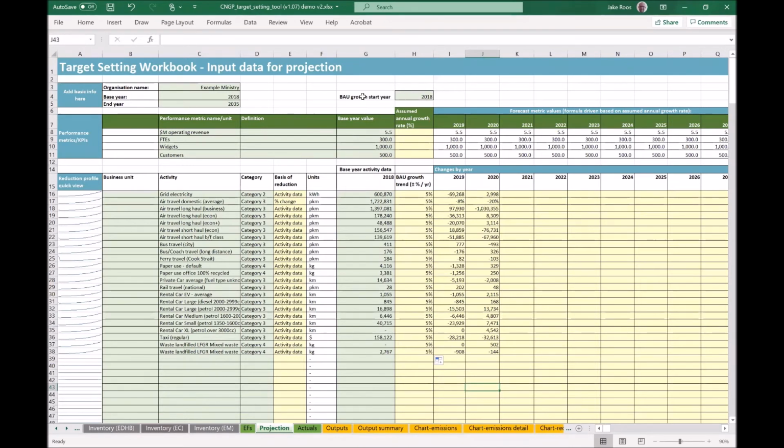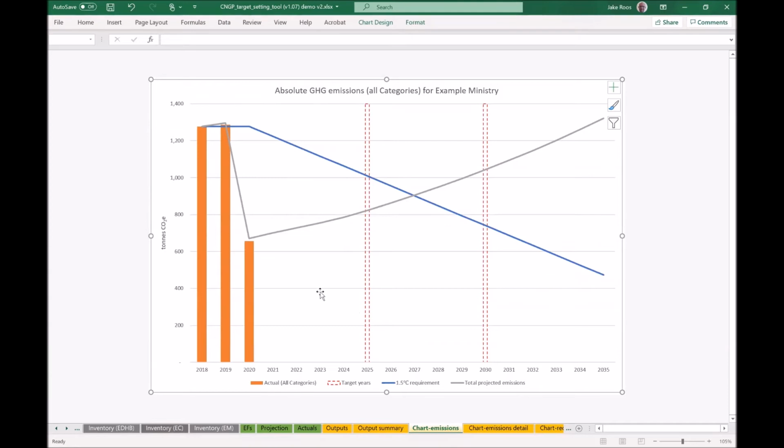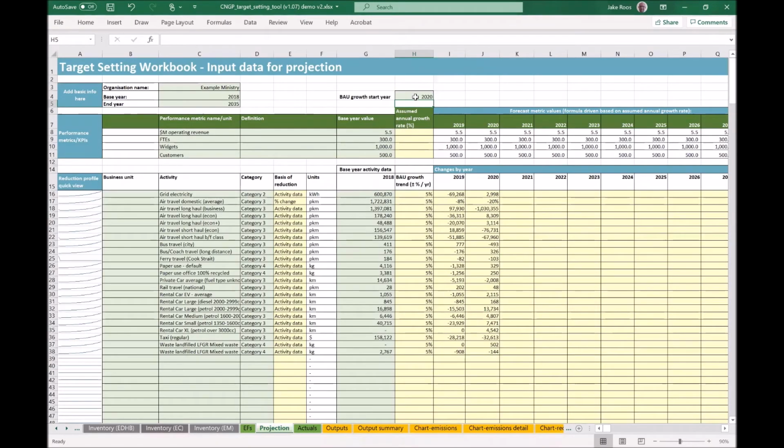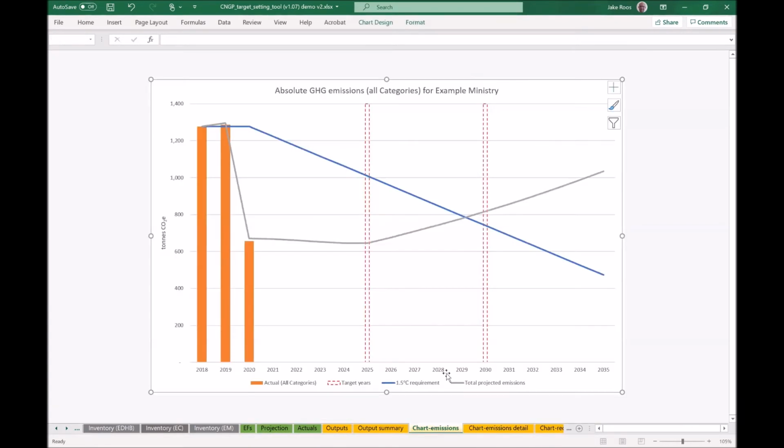Over here, we have this variable BAU growth start year. At the moment, it is set to the base year, but we can set it to any year. So if we set it to 2020, you can see that it's not kicking in until 2020, and now our projection is matching the actuals again. And you can make that as far out as you like, so 2025. You can see the BAU growth feature is not starting until 2025.